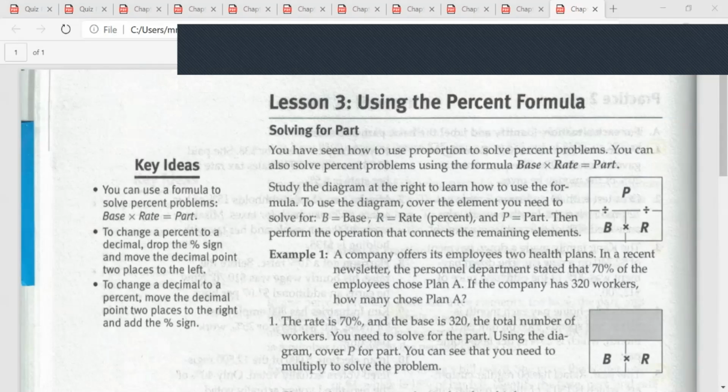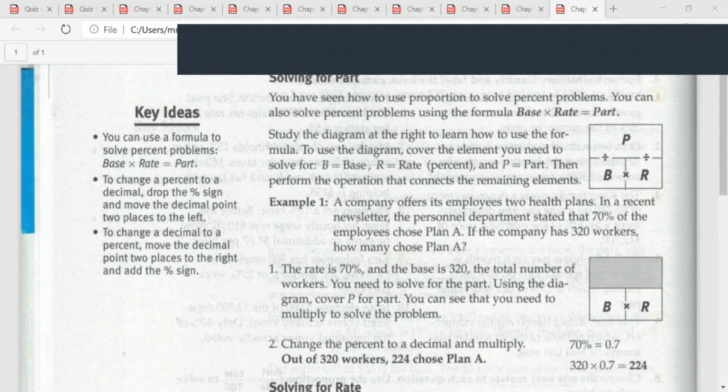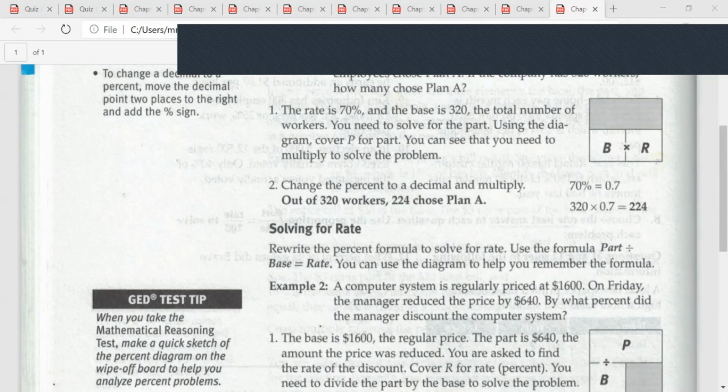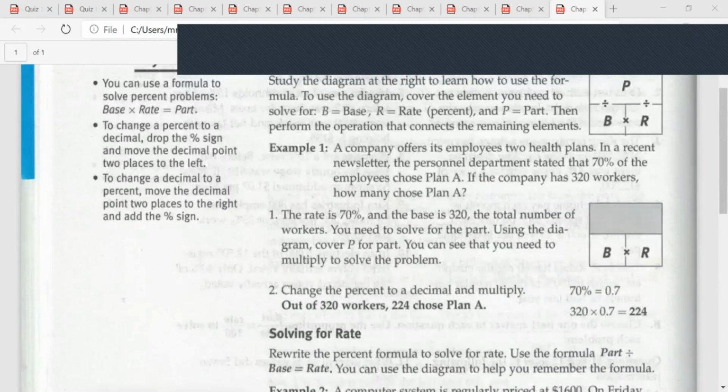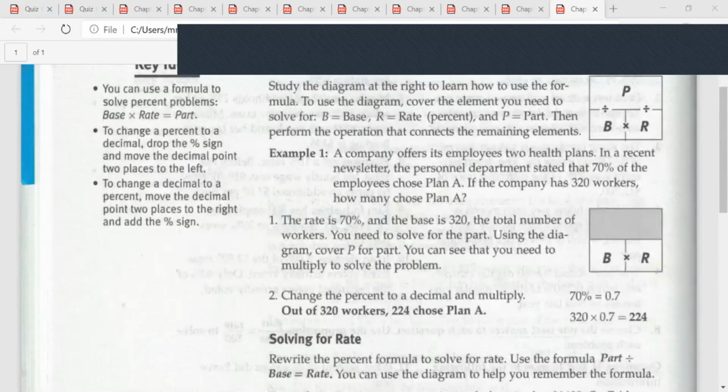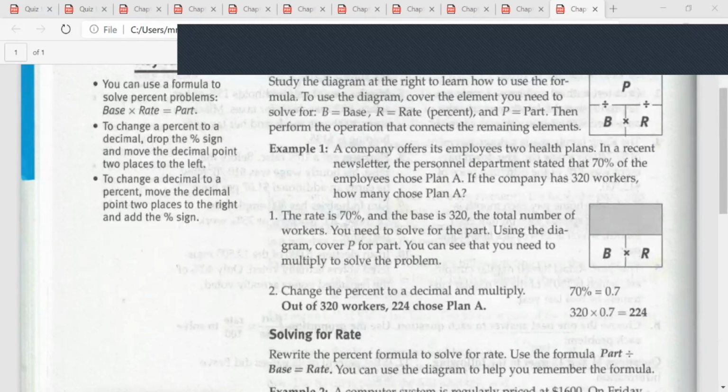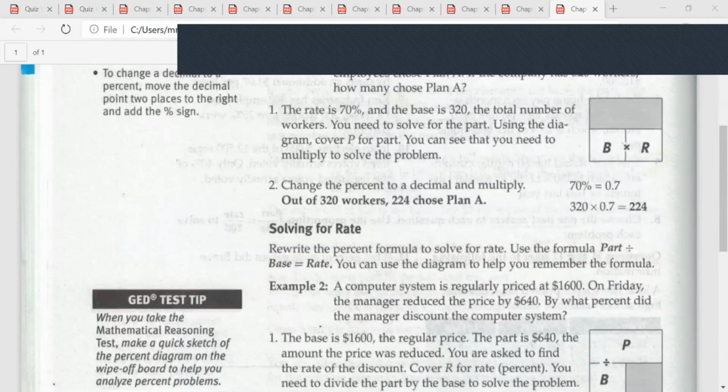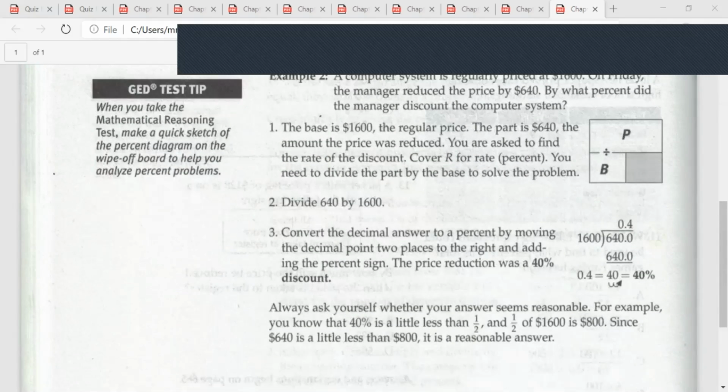Okay, moving on. Lesson 3, we're using the percent formula. My pet peeve is I don't like these little boxes, these fancy little ways of doing things. This isn't math, okay? This is just rote learning. All you need to do is use the part and base to solve for the unknown. So forget this. Don't learn it that way. I don't want you to do that.